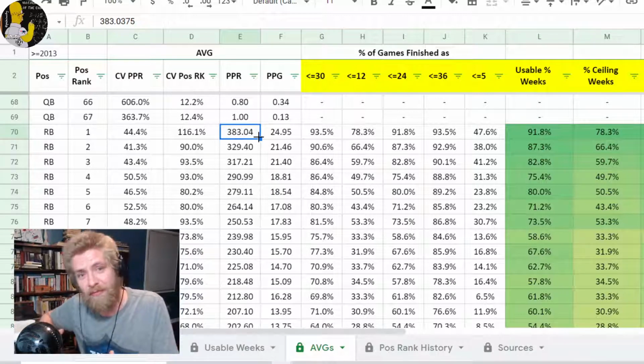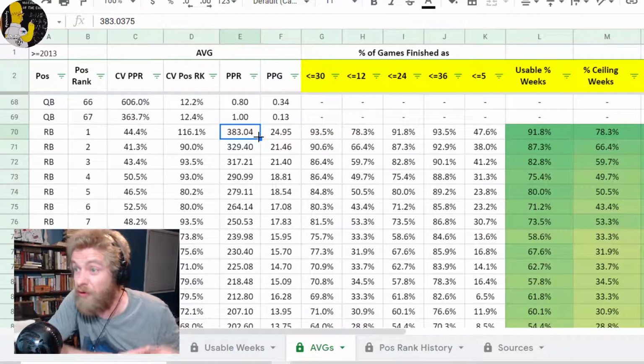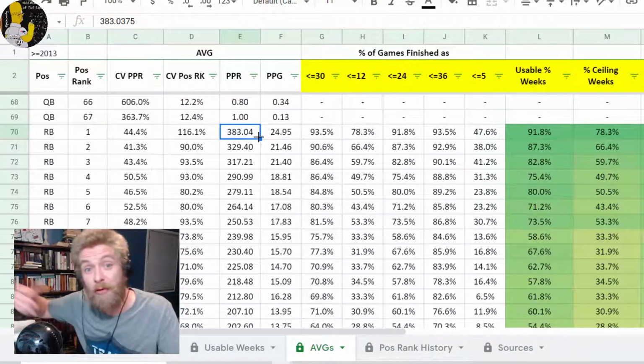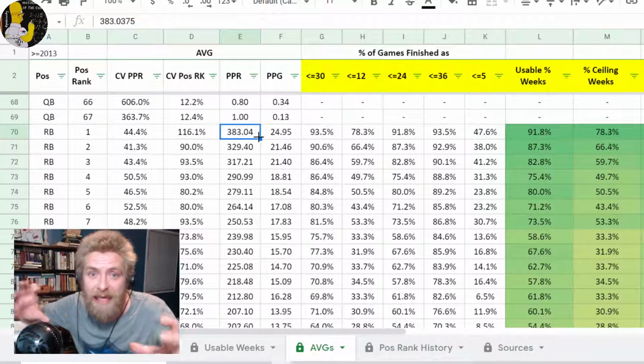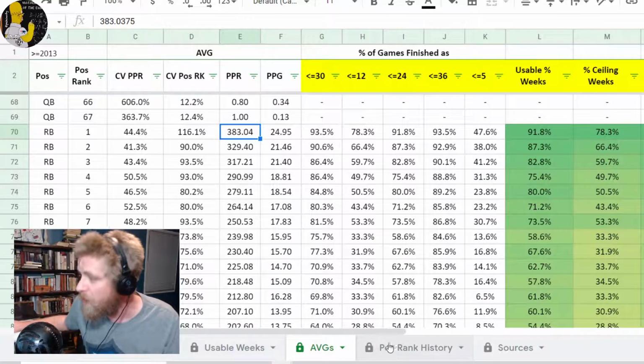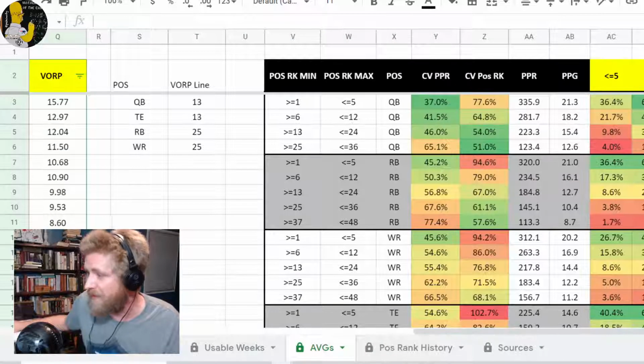The larger the target you give yourself, the more likely you are to hit it. What if we just want to know what a top 12 running back gives us? Or a top 5 running back like we were just doing, instead of these individual positional rankings? Or what I was just doing, but in a nice neat table instead of having to sift up and down. So that's what I've done over here on the right in the same tab. It's just called the average tab.